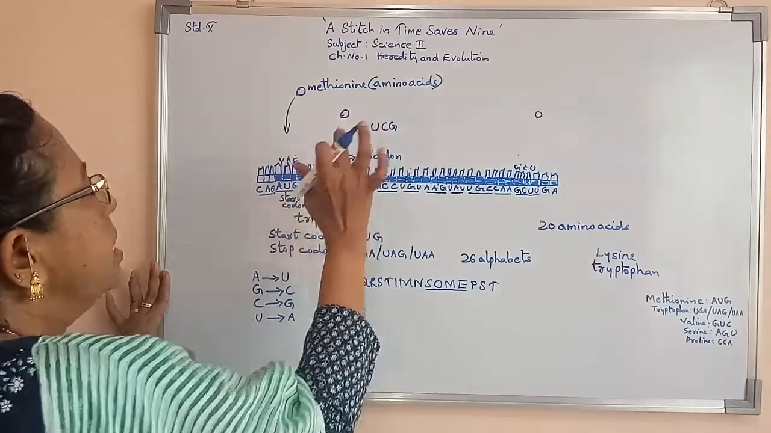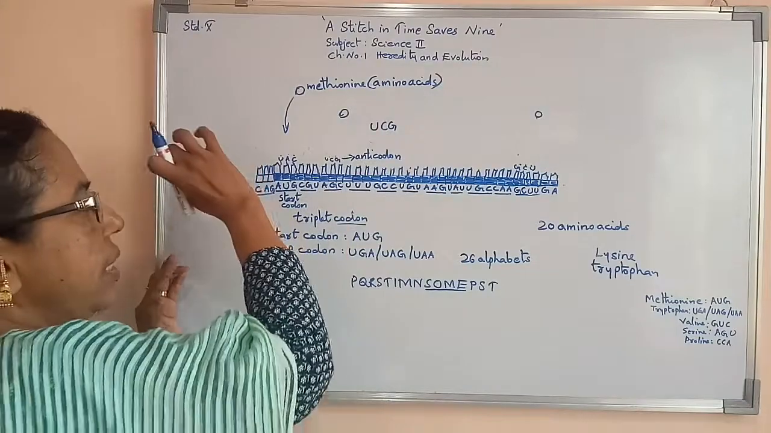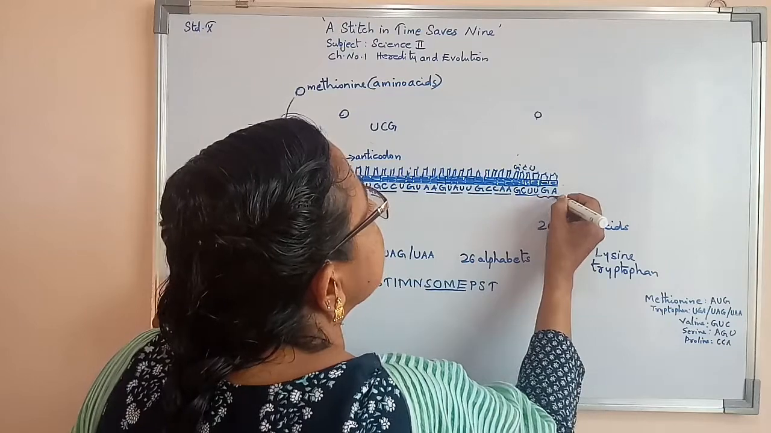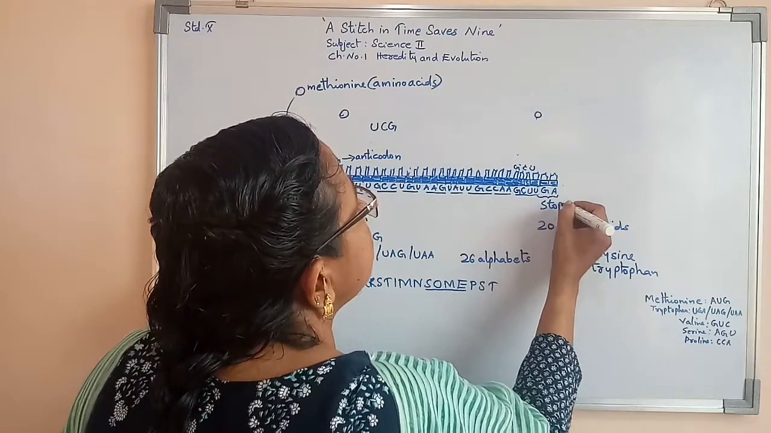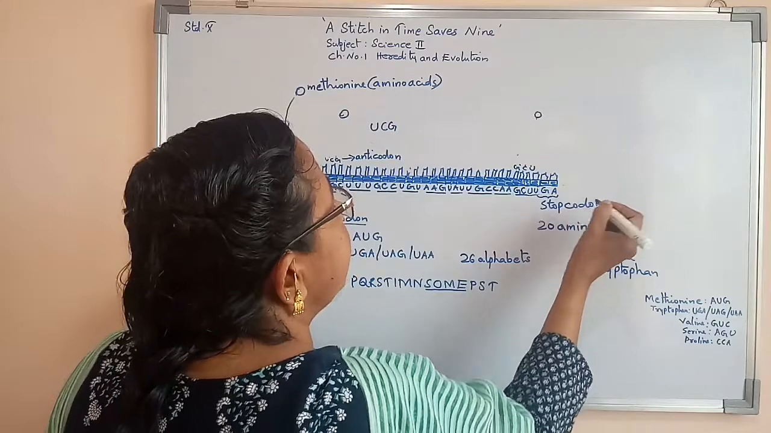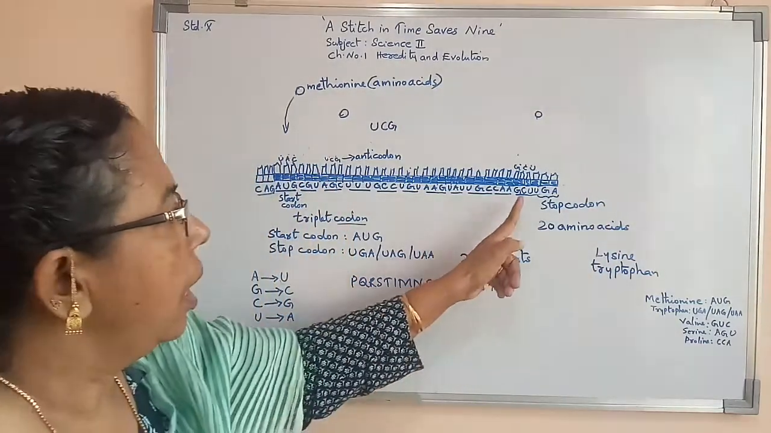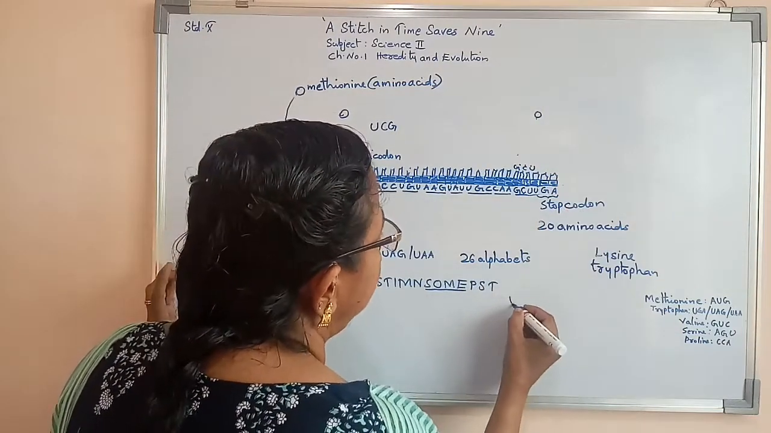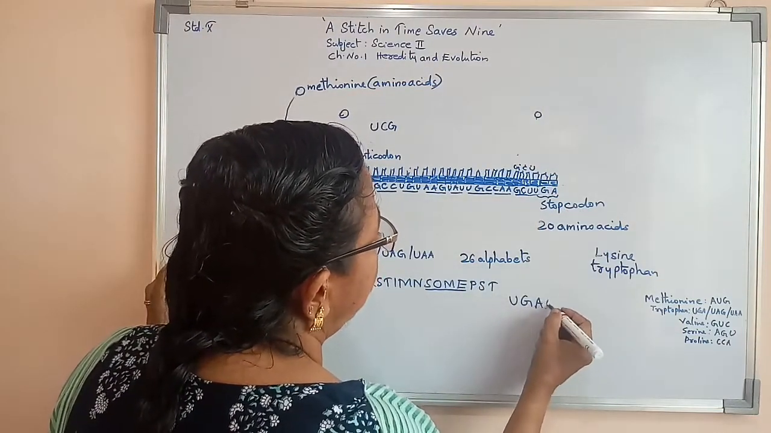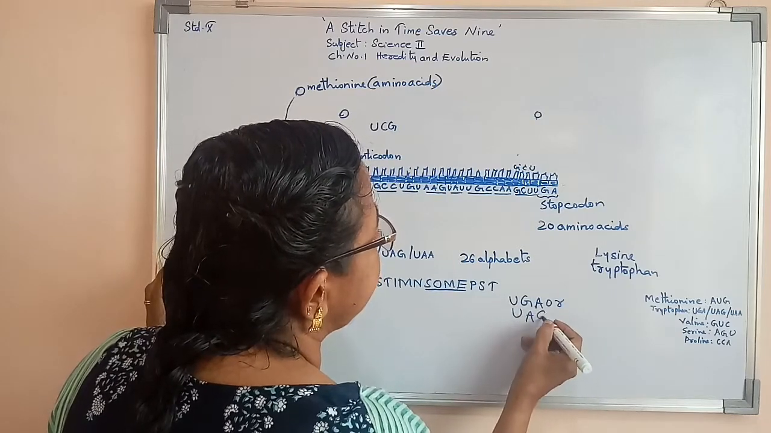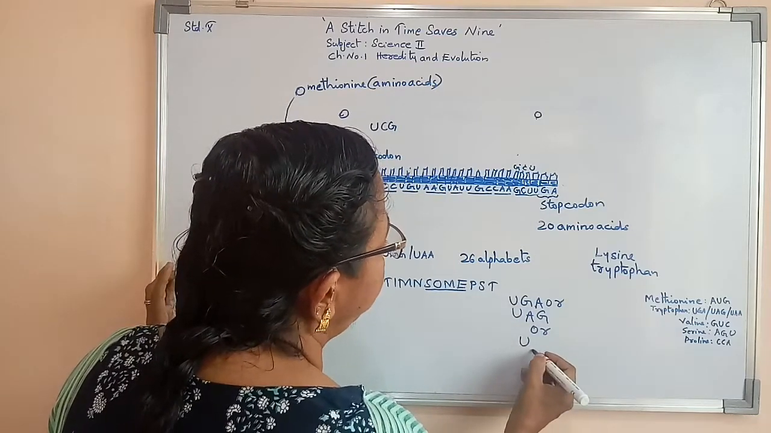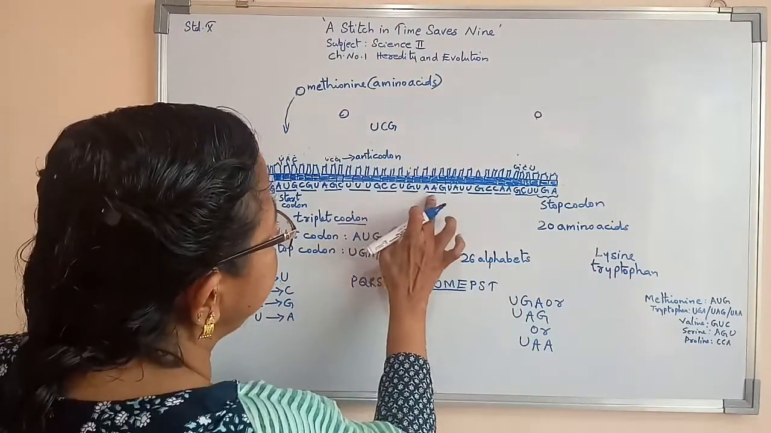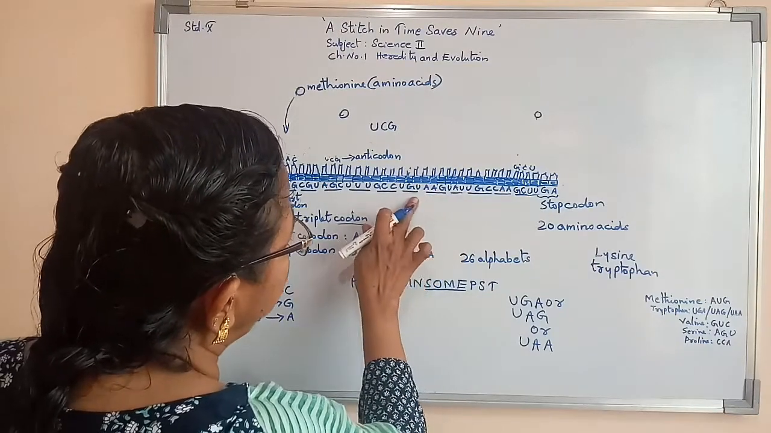Then it will leave the amino acid here and the transfer RNA will disappear. So the same process continues till when? Till it finds what is known as the stop codon. Stop codon is either UGA, or we can say UAG, or we can say UAA. So like that way UA here. Now you see here also there is UAA. But what is the problem here?